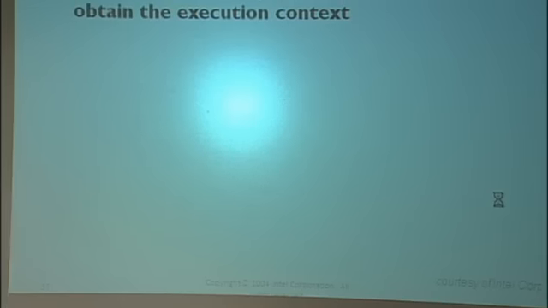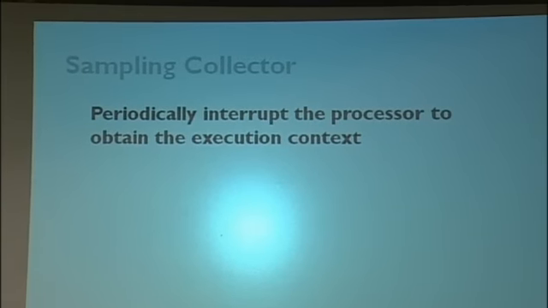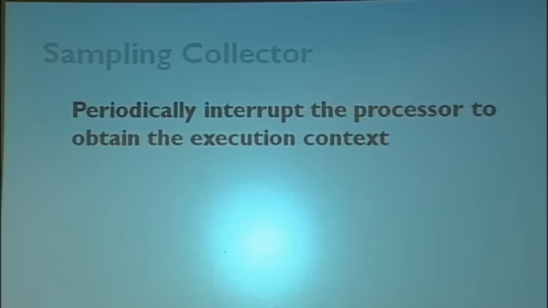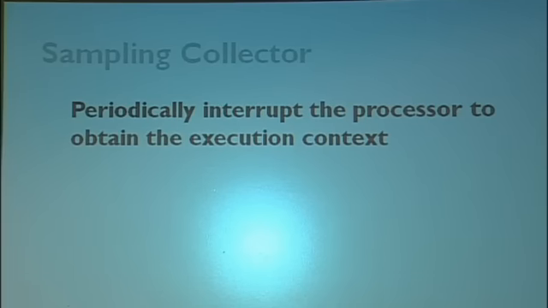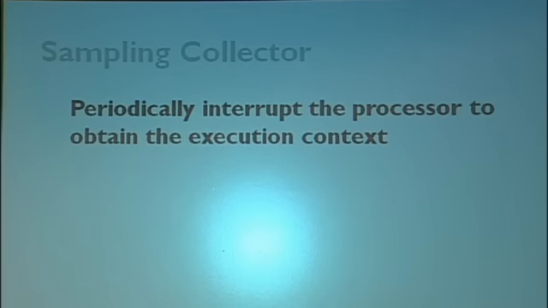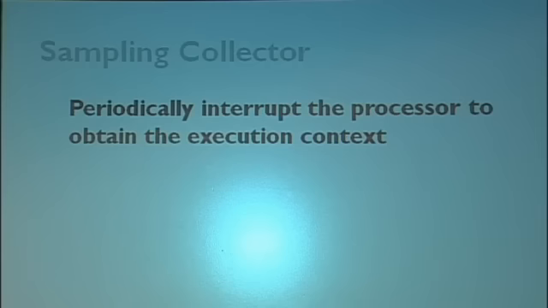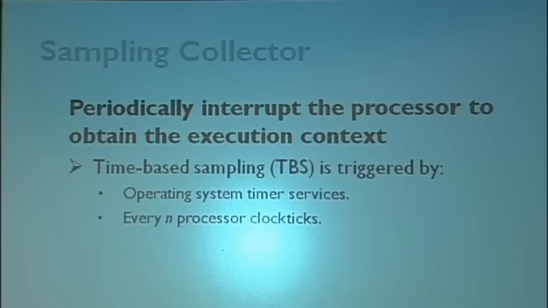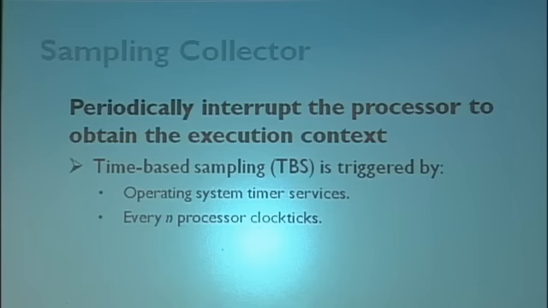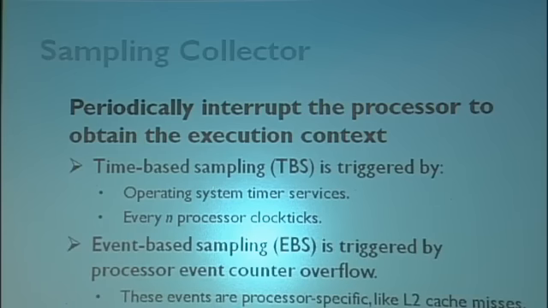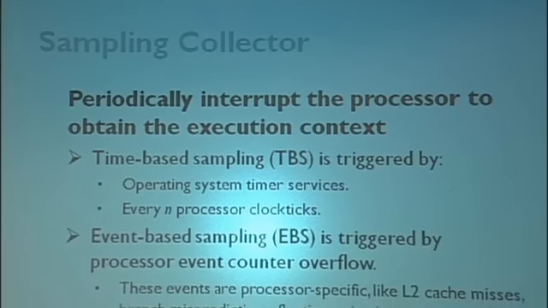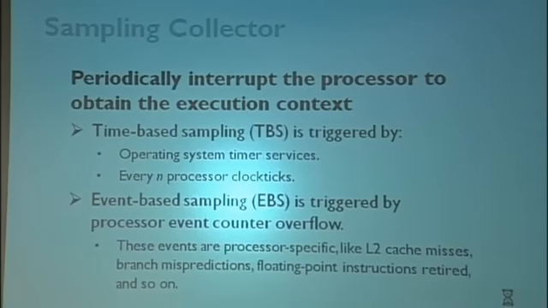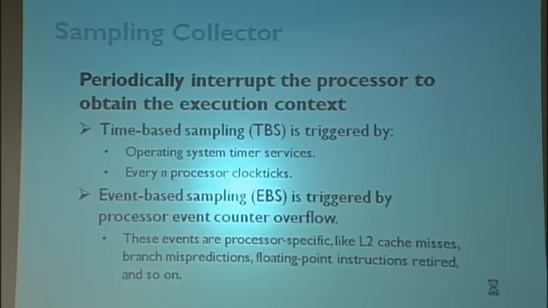So the sampling collector basically periodically interrupts the processor and looks at where you are. And depending on where you are, you can mark that up. It's called time-based sampling, which means every 100 milliseconds or so, you stop and say where you are. Event-based sampling means you are counting the number of events like cache misses. Every 100 cache misses, you stop and say, okay, where that happened.